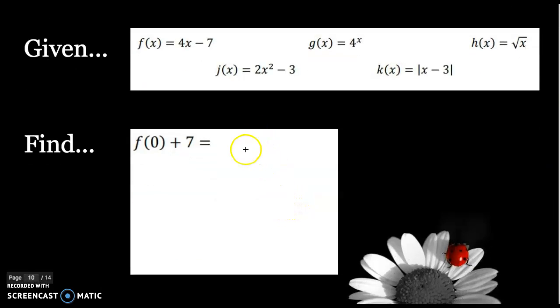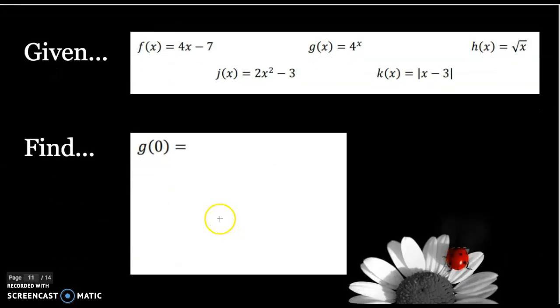In this next problem, we have f of 0 plus 7. All right, so let's find f of 0 first. So f of 0 would be 4 times 0 minus 7. So that's what that piece is. Plus 7 at the end. So you get 4 times 0 is 0. 0 minus 7 is -7 plus 7. So the final answer is 0. All right, let's go ahead and find g of 0. And 4 to the 0 power, well, if anyone remembers their exponent rules, anything to the 0 power is 1.